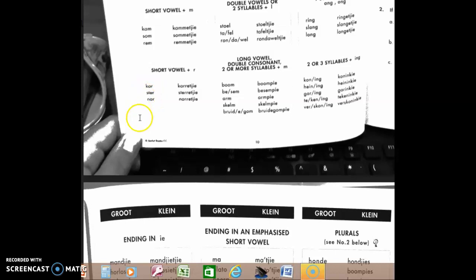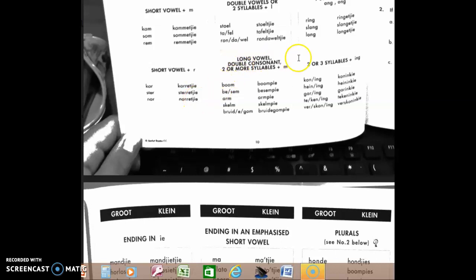A short vowel plus the R. So you will also double the consonant, double the R, and add a EENTJIE. Kar, karretjie. Ster, sterretjie. Nar, narretjie.